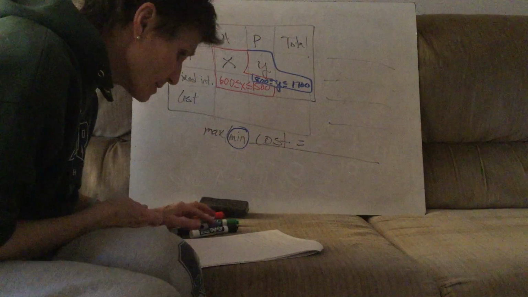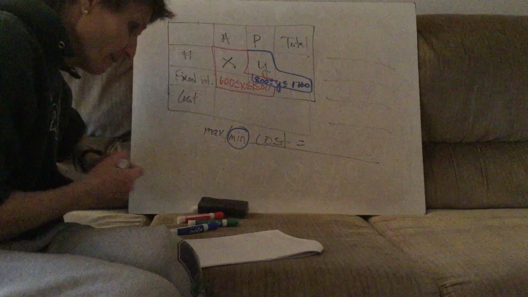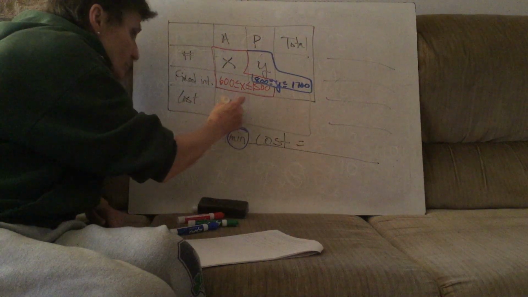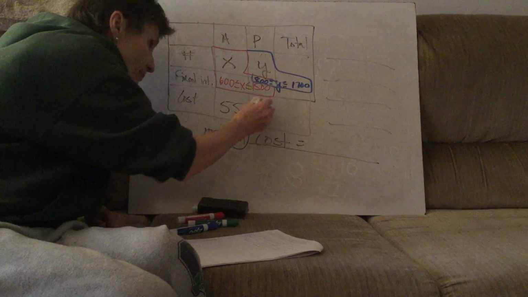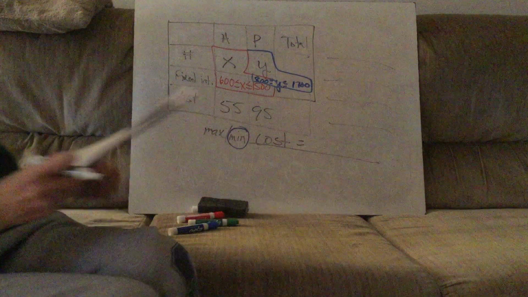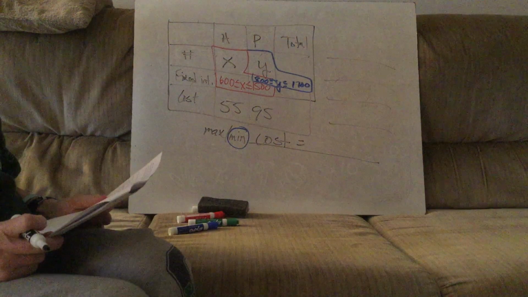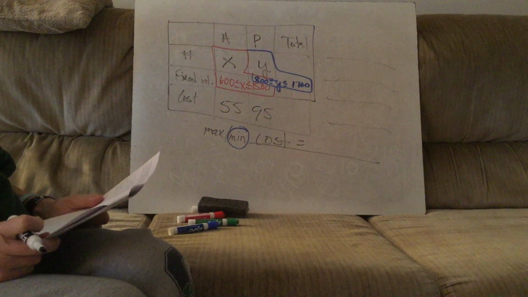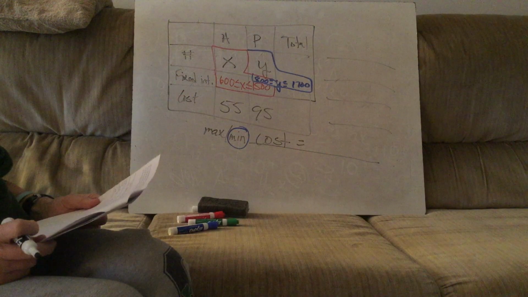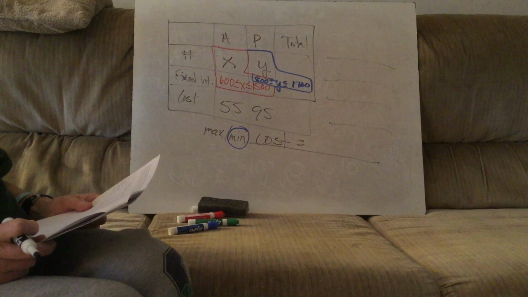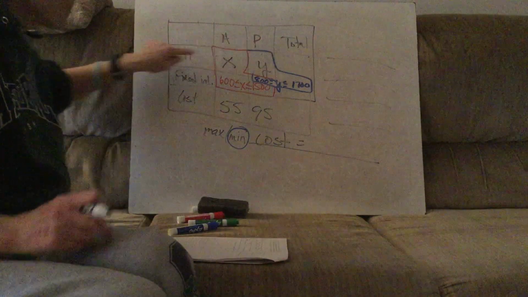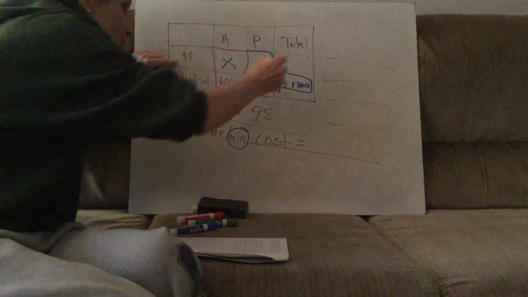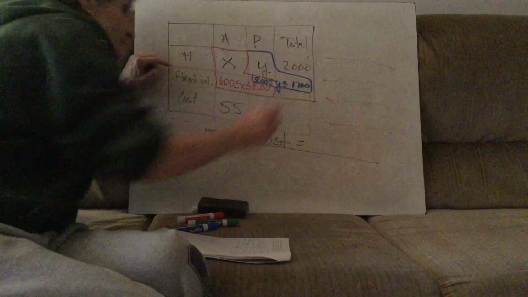What are our costs? 55 for an audio, and 95 for a phone. What do I do with the 2,000? At least 2,000 items must be produced per shift. Isn't that the total number? Doesn't the total number have to be at least 2,000?